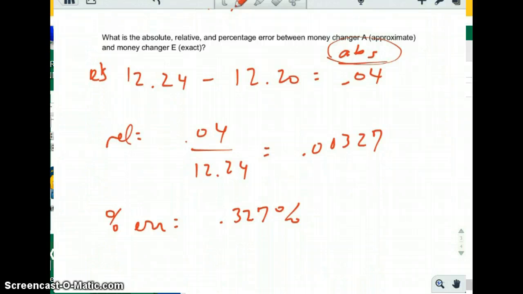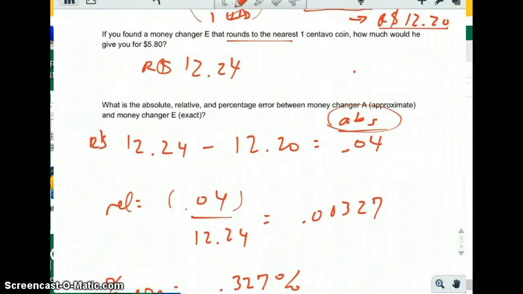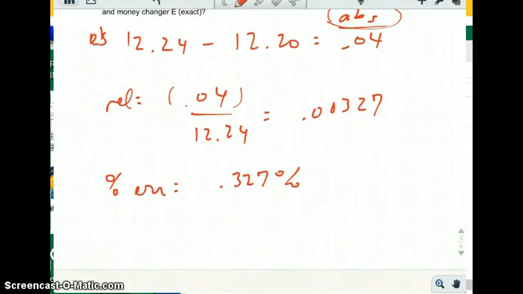Okay, so to get relative error, you take the absolute error and you divide by 12.24, which is the exact value. And then we get 0.00327. Now we get the percentage error. The way we do that is we simply multiply the relative error times 100 and add a percent sign. So that's why we just move the decimal place over a couple places. You can do that with your calculator too, and we get 0.327%.